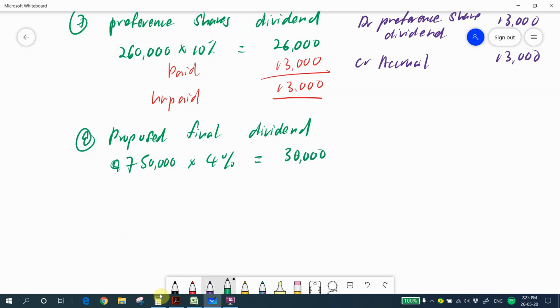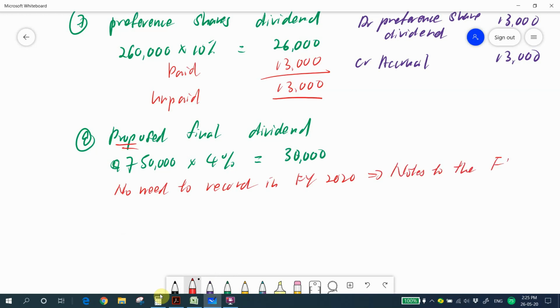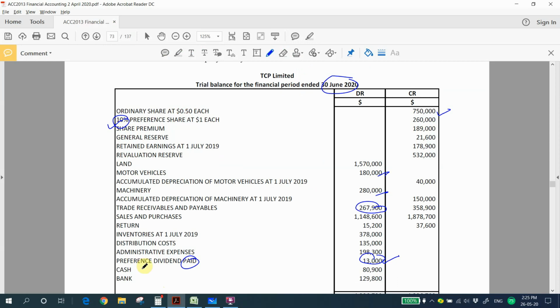But this 30,000, we no need to record in the financial year 2020. Why? Because it's a proposed final dividend. However, we have to show in notes to the financial statement. We no need to reflect this transaction in our statement of changes in equity, but we have to show this in our notes to the financial statement. Continue.